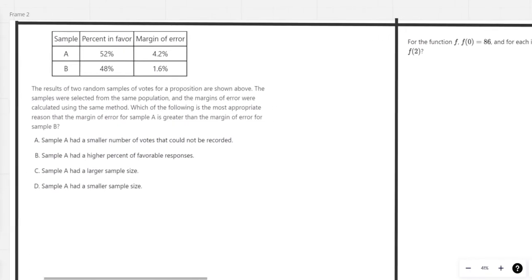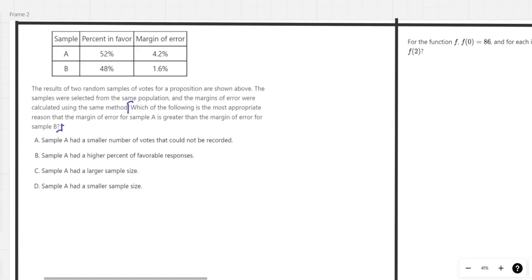All right, so our first question here looks like a nice little math question. It's saying that the results of two random samples of votes for a proposition are shown above. The samples were selected from the same population, and the margins of error were calculated using the same method. Which of the following is the most appropriate reason that the margin of error for sample A is greater than the margin of error for sample B? Okay, so I'm really just going to focus on this last sentence here. The reason that the margin of error for A is actually higher than B.